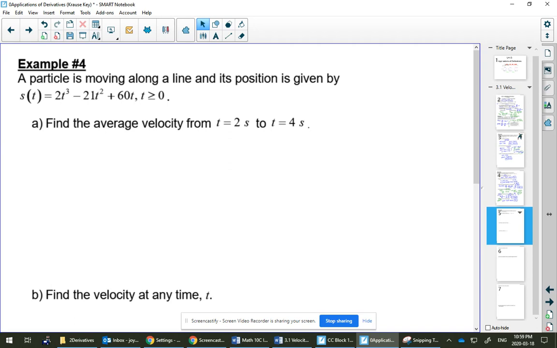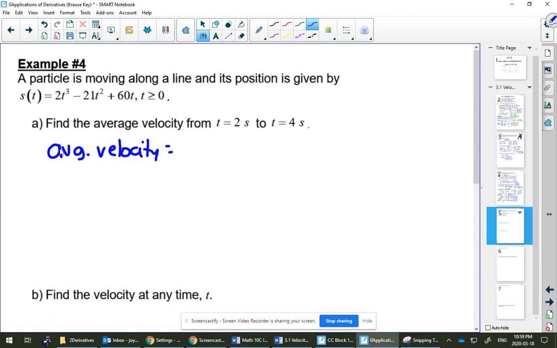So a particle is moving along a line and its position is given by that formula. T again is greater than or equal to 0. We're being asked to find the average velocity from t equals 2 seconds to t equals 4 seconds. Again, average velocity, we're looking at the slope formula. So average velocity is the change in position over the change in time.